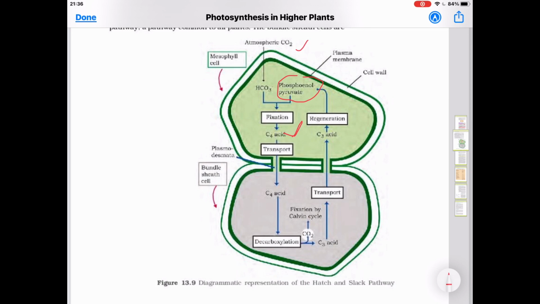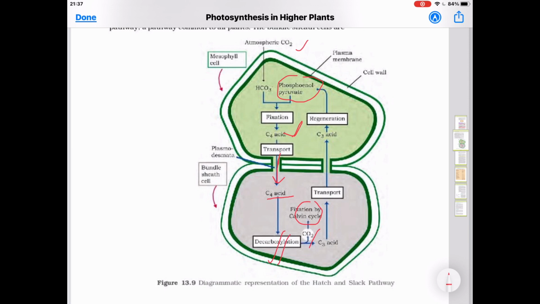Then some transformation occurs, meaning isomers are formed, malic acid or aspartic acid is formed, and they are transported from the mesophyll cell to the bundle sheath. In the bundle sheath, decarboxylation occurs. Decarboxylation means that carbon dioxide is released. This carbon dioxide goes into the Calvin cycle, because rubisco is always present here in excess quantity in the bundle sheath. So this carbon dioxide combines with rubisco.